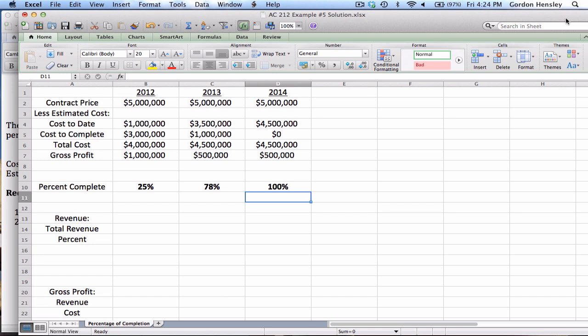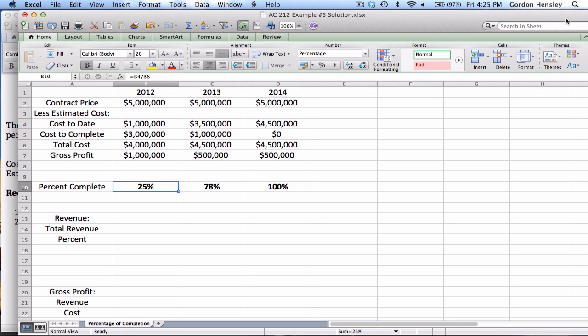And clearly the way this is set up then is by the end of year one, they were 25% complete. By the end of year two, they were 78% of the way there. And by the end of year three, they were 100% complete on the project. So those three percentages are very key percentages that I'm going to have to use on parts 2 and 3, but that does complete part 1. That does give me the percent complete for each year, 25, 78, and 100.